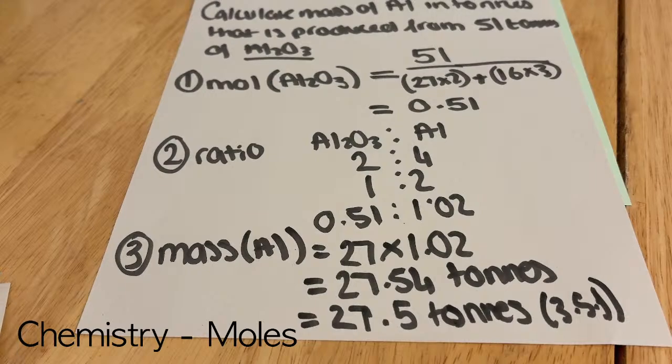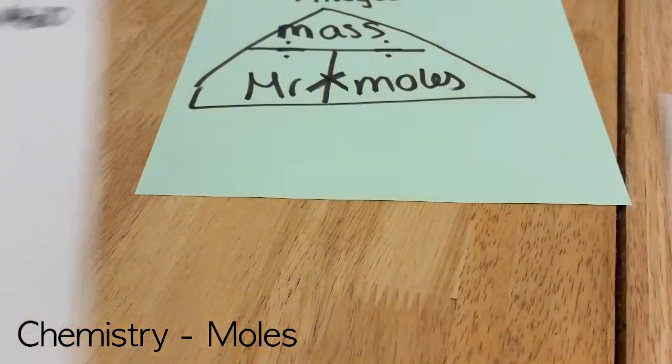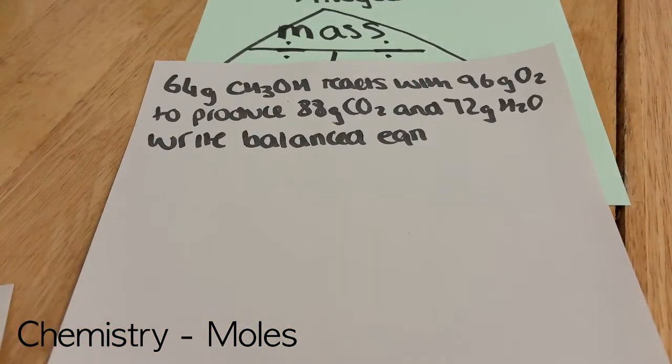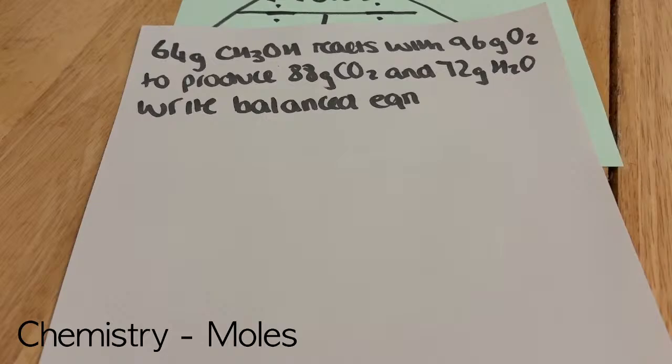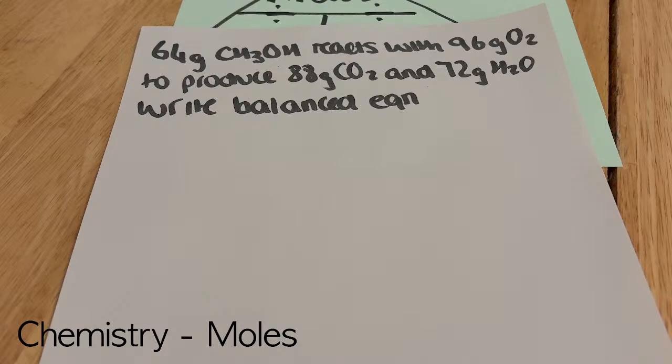We can also use moles to work out a balanced equation. I'm going to give you a method of how to do this. Our next question states that 64 grams of methanol reacts with 96 grams of oxygen to produce 88 grams of carbon dioxide and 72 grams of water. The question states, write a balanced equation. Again, I'm going to give you 5 minutes to have a go at writing the balanced equation, and then I'll give you a method on how to do that.